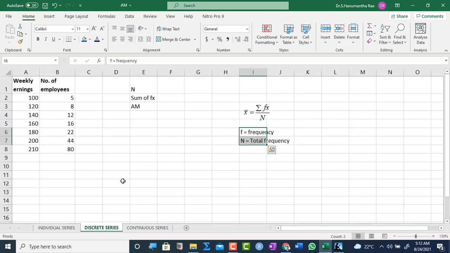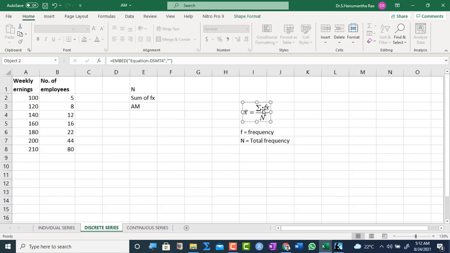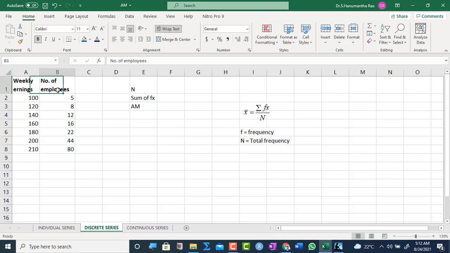Now I want to calculate arithmetic mean for discrete series. Here data is considered for weekly earnings and number of employees. What is the meaning of this 105? 5 employees in the organization have weekly earnings of 100 rupees, and 8 employees have weekly earnings of 120 rupees. Here the formula is x bar equals summation fx by n. In the data, f is the number of employees, and x is the weekly earnings.